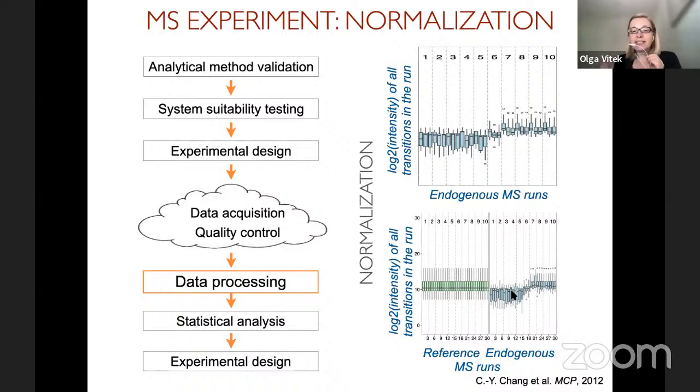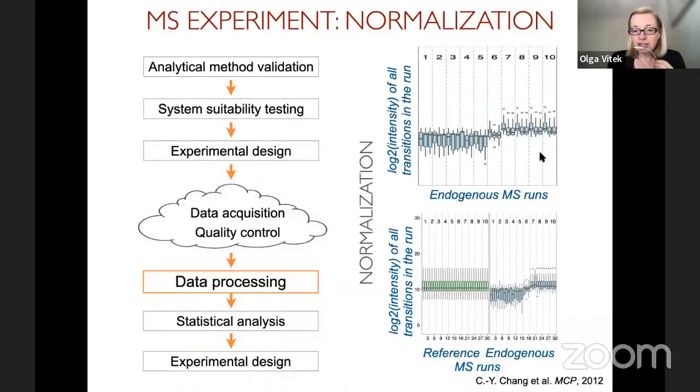But if we're talking about a DIA experiment, which quantifies, I don't know, 5,000 proteins, it is more reasonable to assume that the majority of the proteins will not be affected by the stress and only a small proportion of the proteins will be affected. In this case, it would be meaningful to equalize, for example, the medians of the endogenous protein abundances, because we can assume that the median intensity is stable. And if we see some changes, it's an artifact of data acquisition. In this case, MSstats has an option of equalizing the median intensities across all the runs.